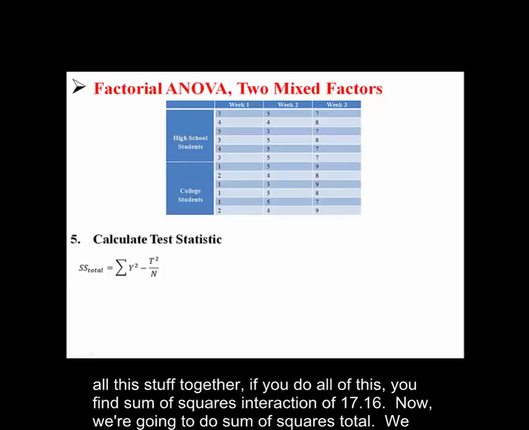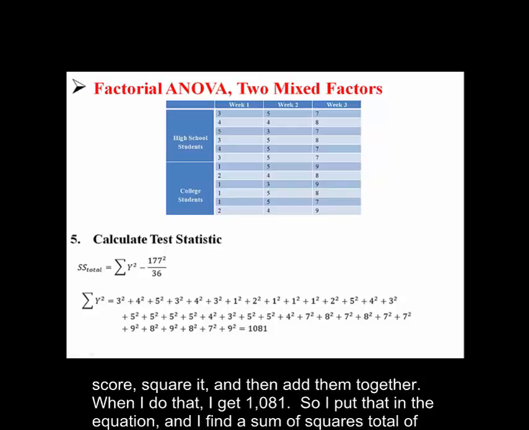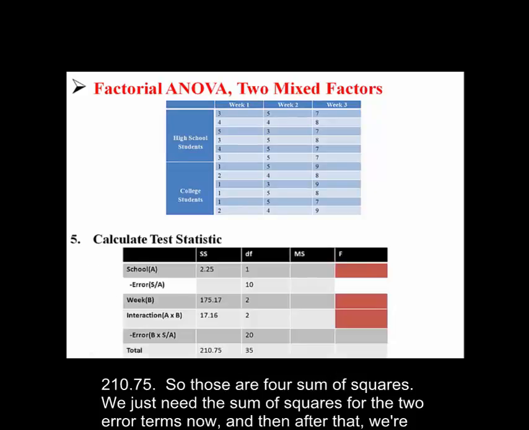Now we're going to do sum of squares total. We already know the second part, so that's easy. And we just need to find sum of all y squared. So you're going to take each individual score, square it, and then add them together. When I do that, I get 1081. So I put that in the equation, and I find a sum of squares total of 210.75. So those are 4 sum of squares.